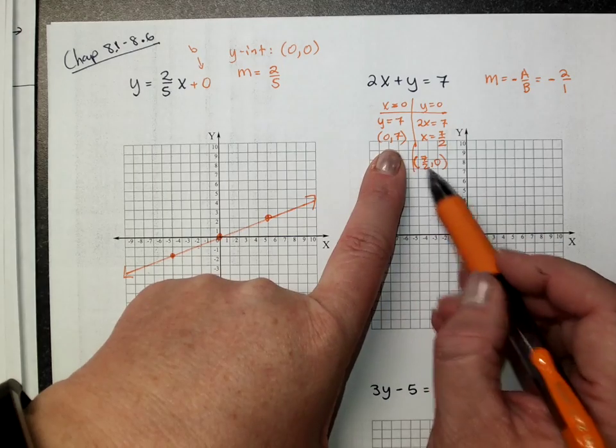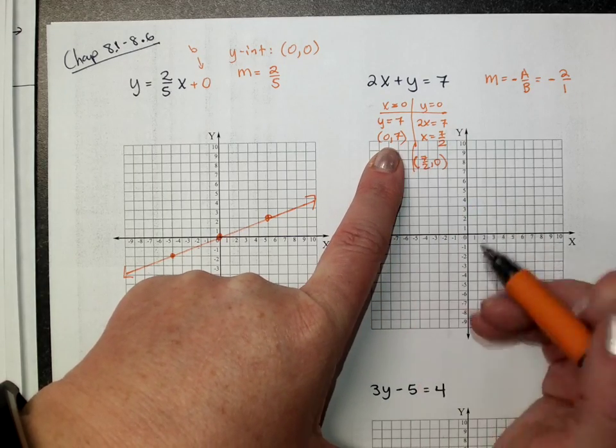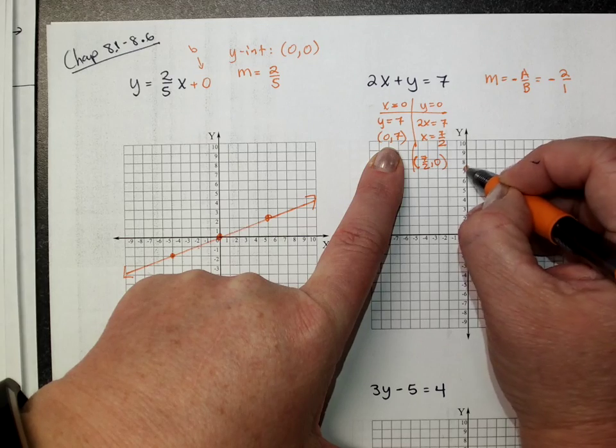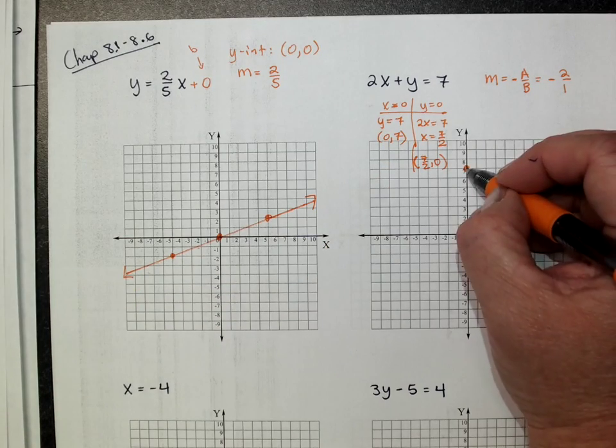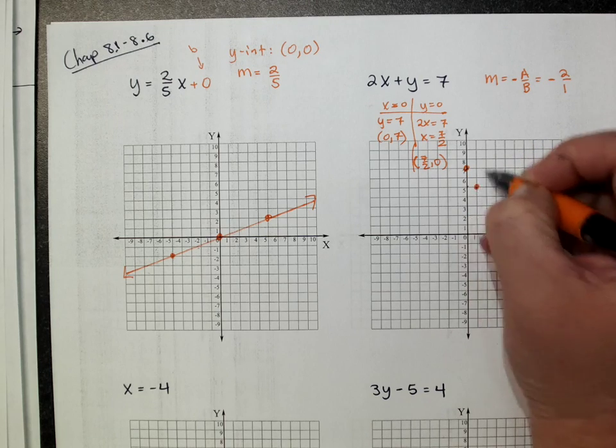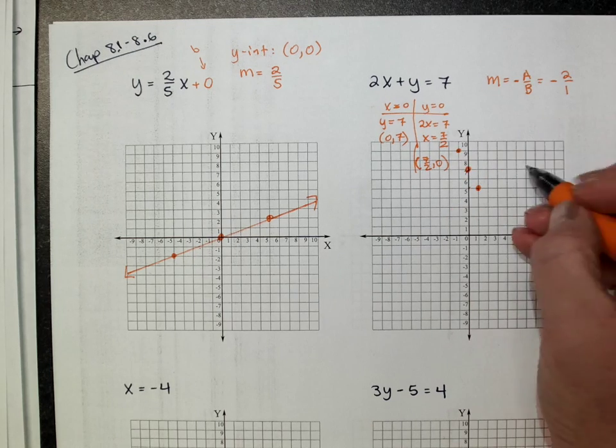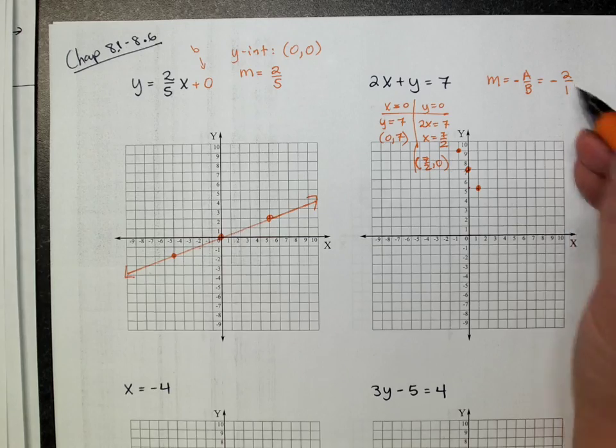So I can plot one or both of these points. I'll just plot the really clean one, 0, 7. And then I'll count either down 2, 1 to the right, or up 2, 1 to the left. Either way, I have that steep downward line.